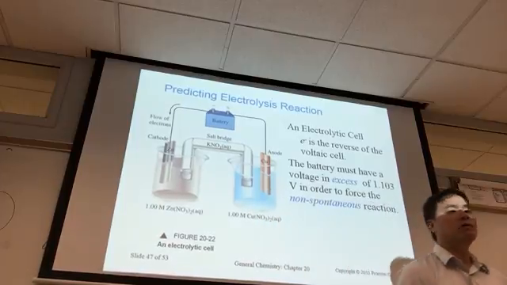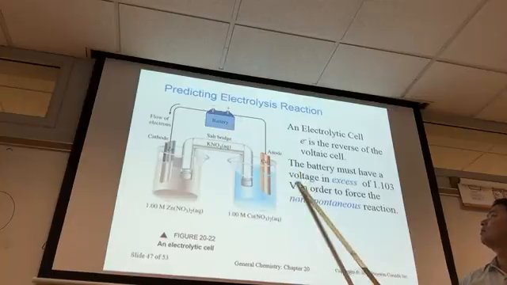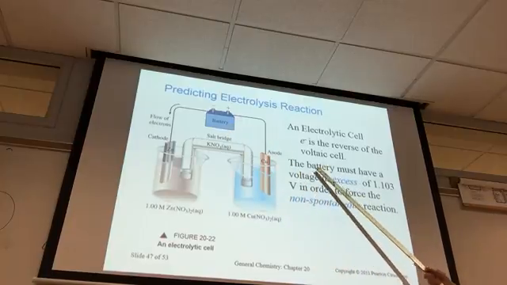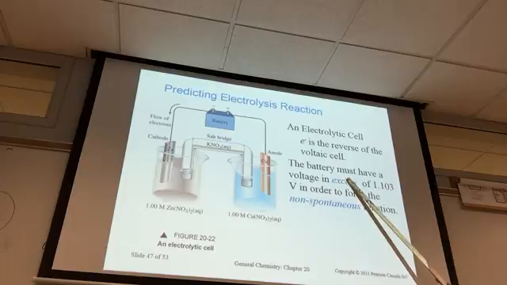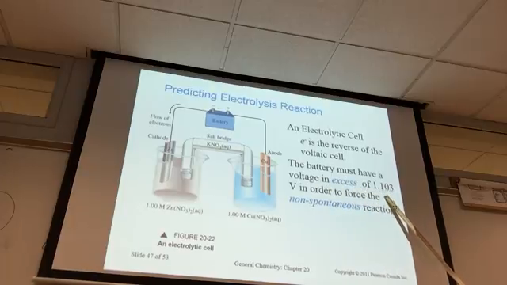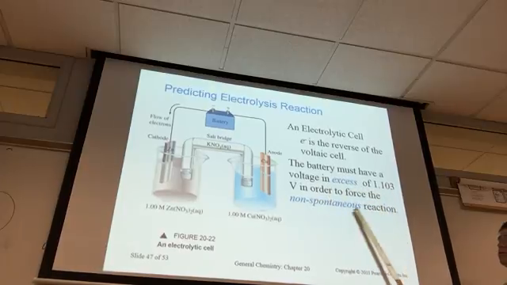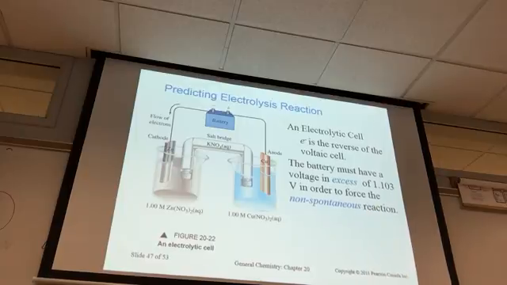Does that make sense? And what voltage do we need? We need a voltage greater than 1.1 volts. And so the power supply must have a voltage in excess of 1.103 volts in order to force the non-spontaneous reaction to occur.